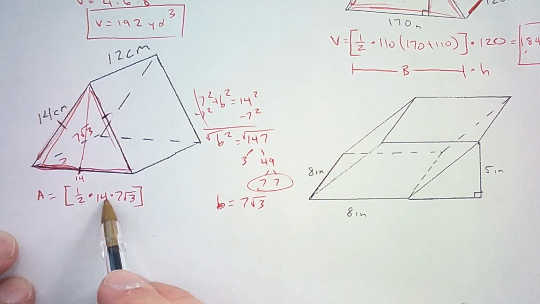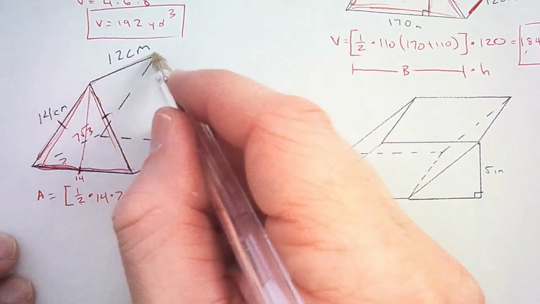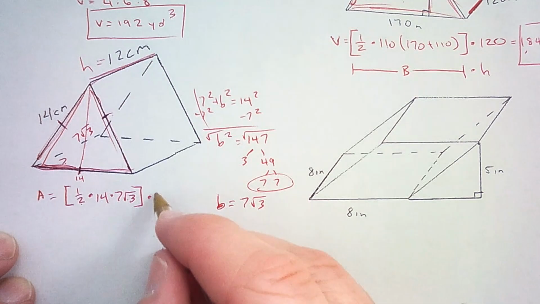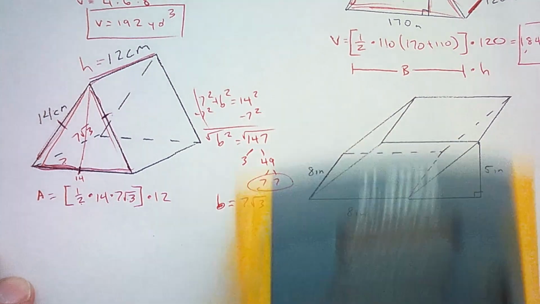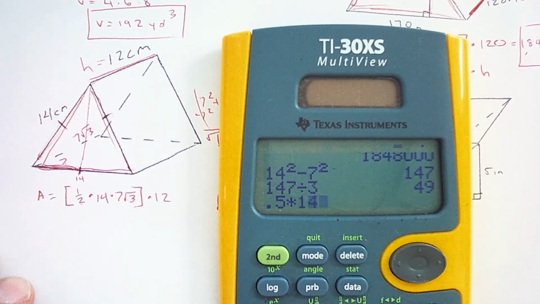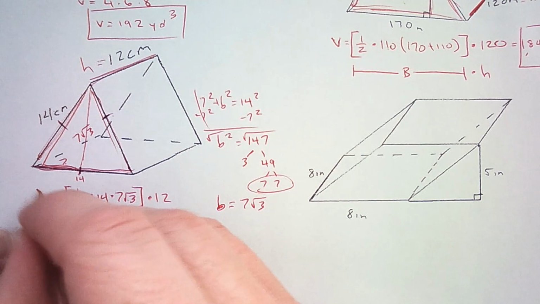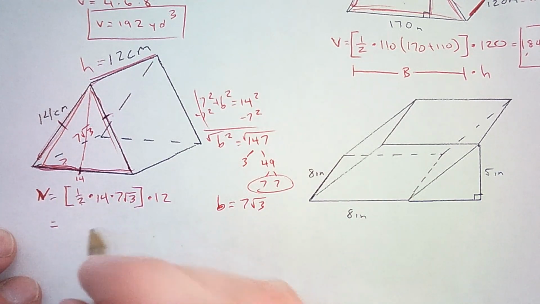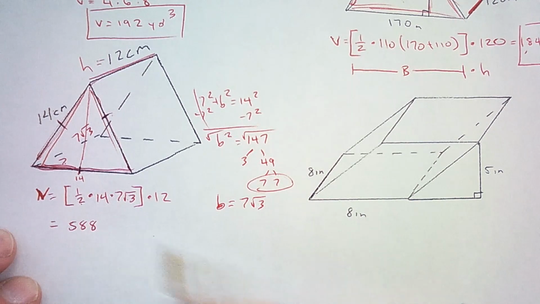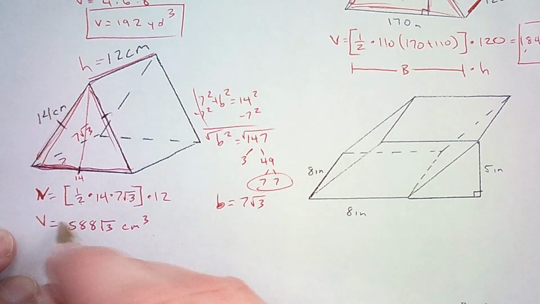So there's the area of the base, half times 14 times 7 root 3. Now times the height, that is the distance between the two triangular bases, and that is 12 centimeters. Okay, now I'm going to type in everything but the radical, so I'm just going to get an exact answer here. Half times 14 times 7 times 12 is 588. So I put an A here for area. That's not right. It's V for volume. So I get 588, and I did not multiply by the square root of 3, so I'll have to write that in still. 588 root 3 centimeters cubed is the volume.